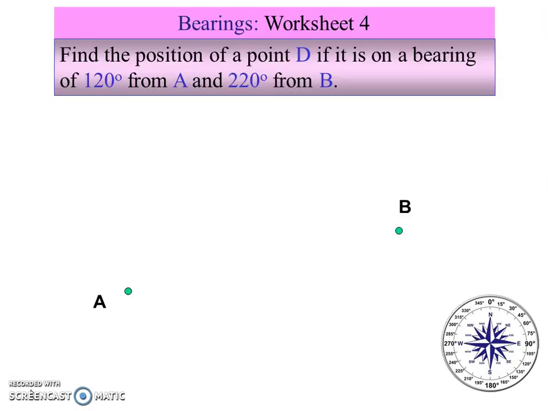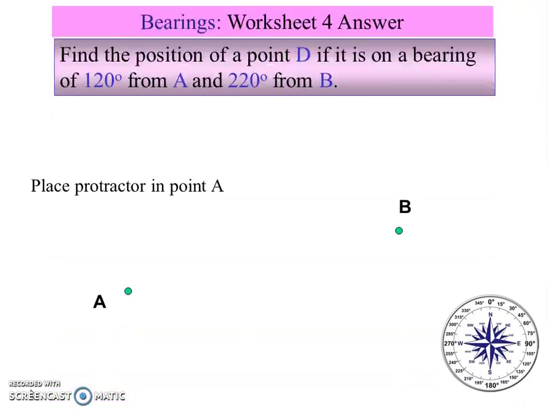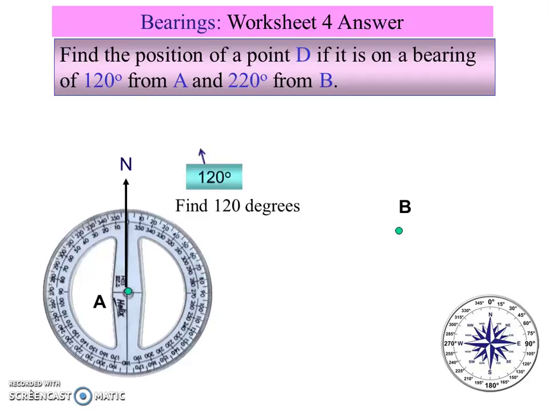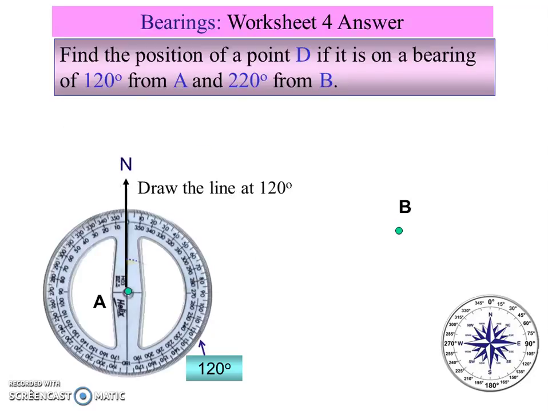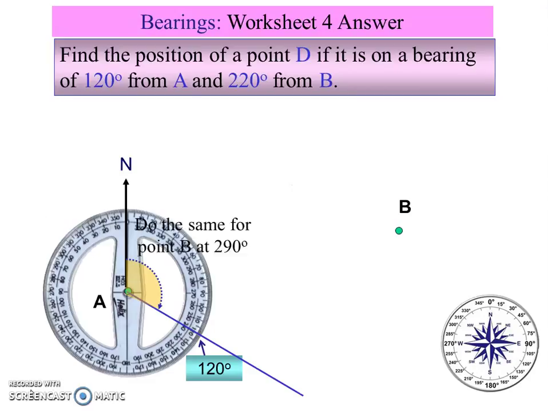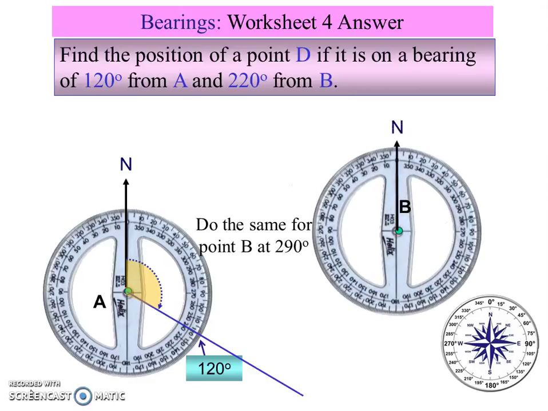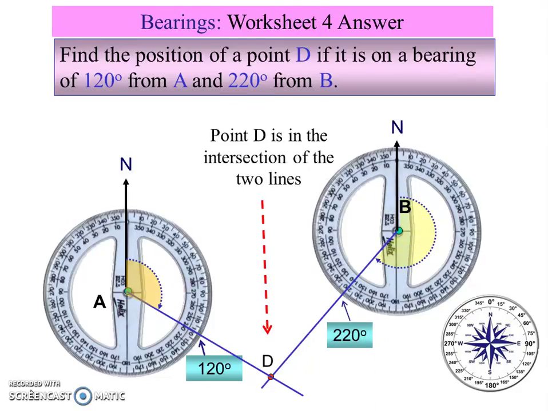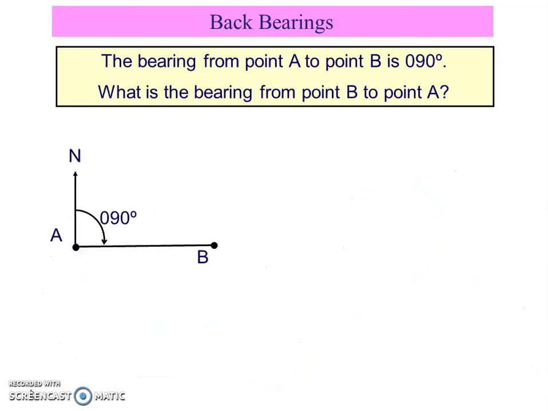So worksheet 4, we want to find the position of a point D if it's on a bearing of 120 degrees from A and 220 degrees from B. So we place the protractor at point A, we draw the north line, we find 120 degrees, we draw the line, and we do the same for the 220 degrees from point B. So point D is the intersection of these two lines.